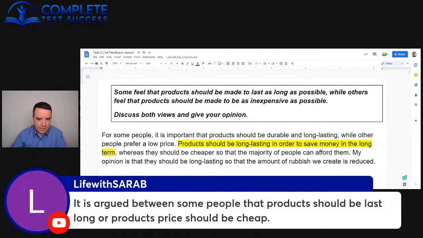Life with Sarab: It is argued between some people that products should last long, or products prices should be cheap. It's better if you just separate it clearly into 2 views. Talk about the first group, talk about the second group. So the way you see it in the question, the way you see it in the paraphrase on screen, I would go with separating it by describing what each view is instead of trying to condense it into what they're arguing about. It would be clearer.